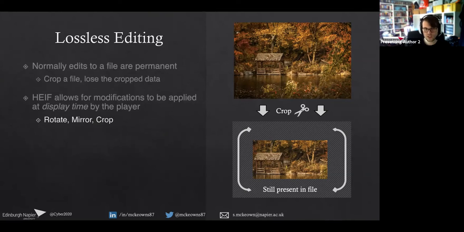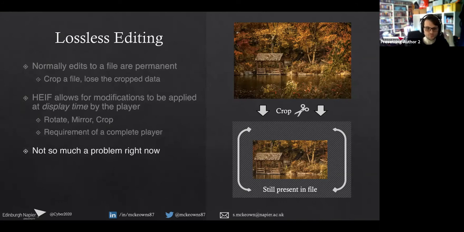So there's three basic functions that should be supported by the player. We've got rotate, so you just rotate 90 degrees. You can mirror it, so you can flip it on its axis, you can do that on the Y or X axis, and you can crop it like we've seen here. And all HEIF players should support these three functions to be properly HEIF compatible.